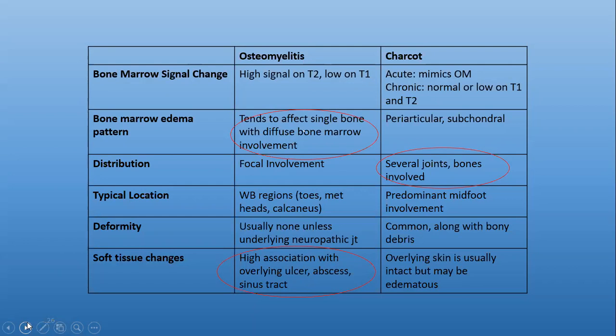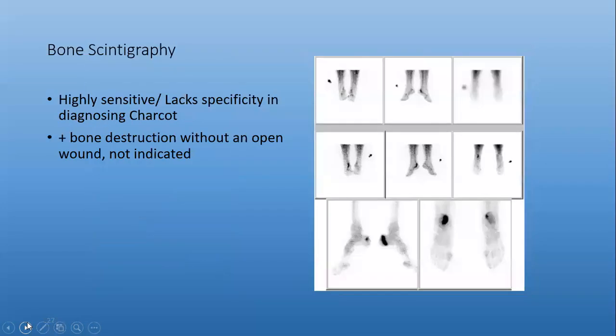But looking at these two charts is really important. A high signal intensity on our MRIs for osteo versus Charcot, which a lot of times has that normal or low uptake on the T1s and T2s. And then the big ones here are circled in red. Marrow edema for osteo tends to affect a single bone versus Charcot, that's multiple bones and multiple joints. And then osteo usually has a higher association with an underlying ulcer, versus no ulcer or no opening in the skin with Charcot.